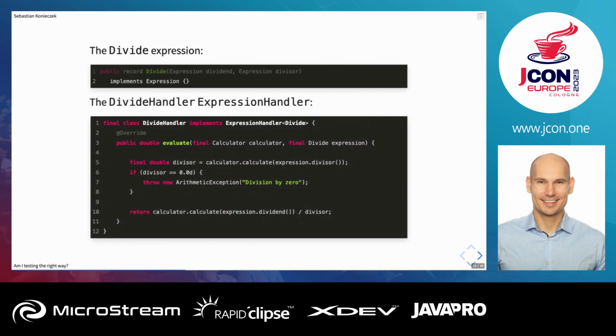And the divide expression handler then looks like this. So we implement the expression handler interface, and it is strictly typed to the divide expression. So this expression handler will not work with any other expression. And then we for sure implement the evaluate contract here of the expression handler interface. And as you can see, we have the calculator as an input, and of course the expression we want to evaluate. So why do we have the calculator here itself as an input to this expression handler? We come to this in a second.